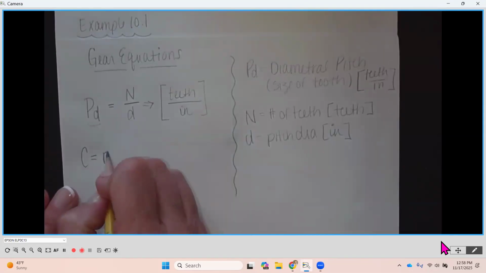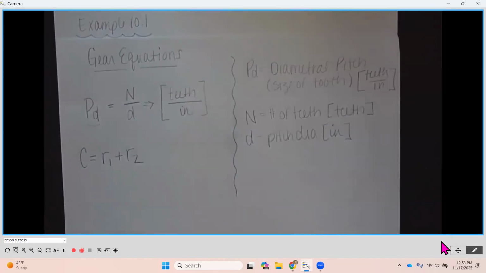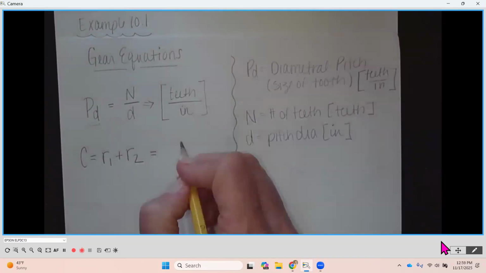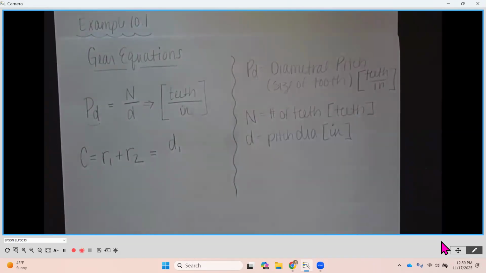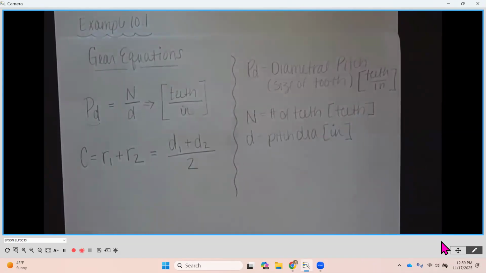R1 plus R2. R1, the number one, is always going to refer to the smaller gear in a set, which is called the pinion. And then 2 is going to be the larger gear in a set of gears that are meshed. So 1 is the pinion, 2 is the gear. We can also say that's going to be equal to the pitch diameter of the pinion plus the pitch diameter of the gear, and we're going to divide that by 2.